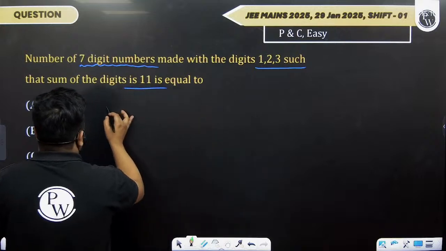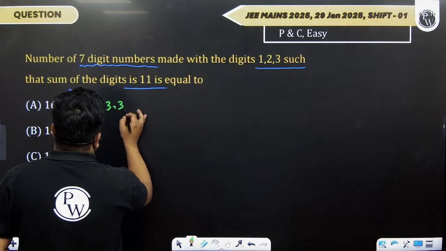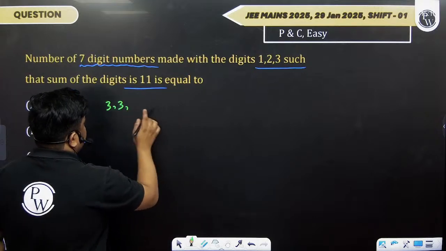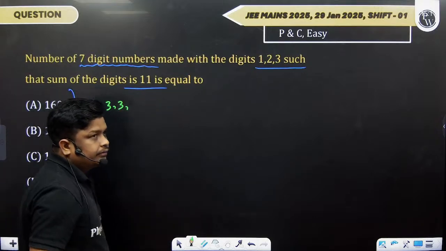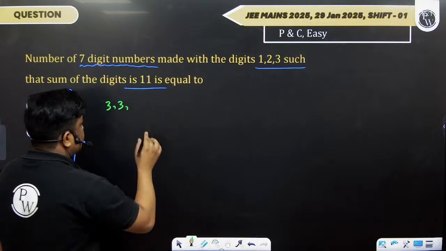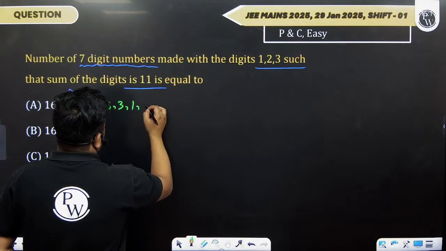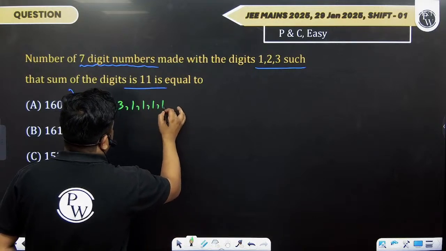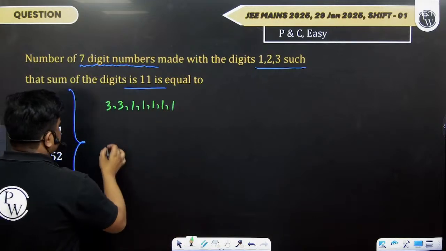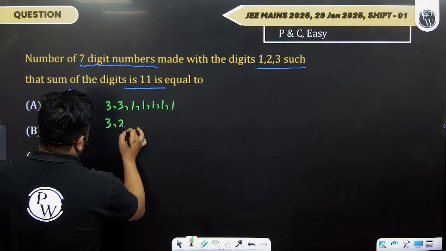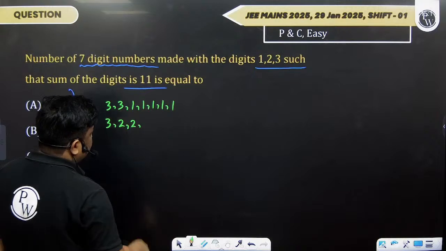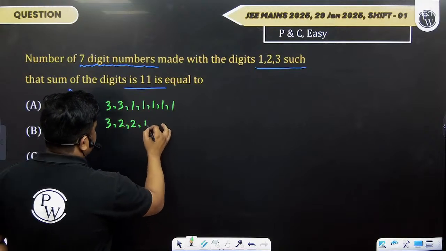How? We'll start with, if I take 2, 3, maximum to maximum. So this becomes 6, remaining is 5, and I have 5 places to fill. That means all have to become 1. So let's take 1, 3, 1, 2, 1, another 2. So now this becomes 7. We have 4 places to fill.